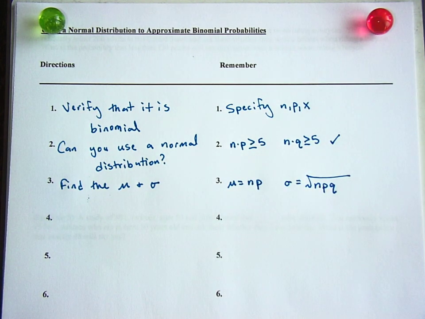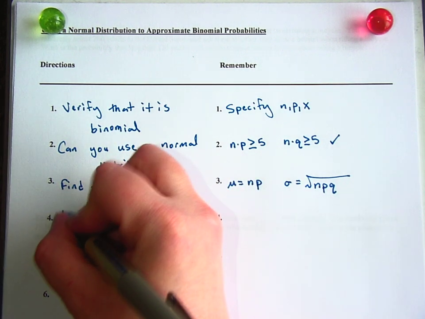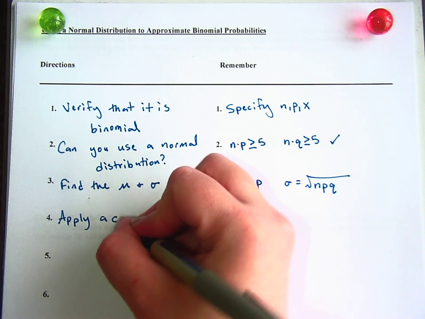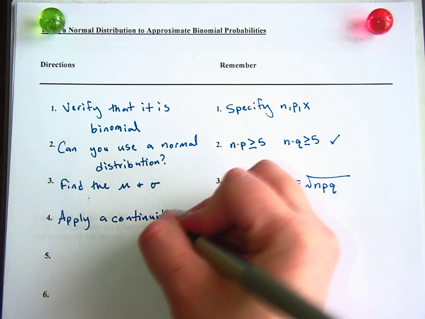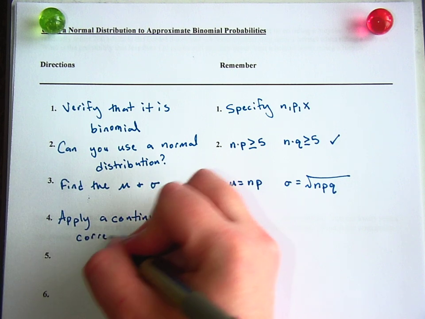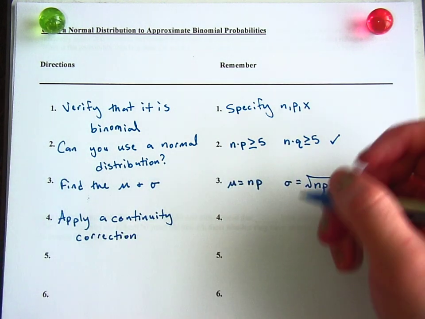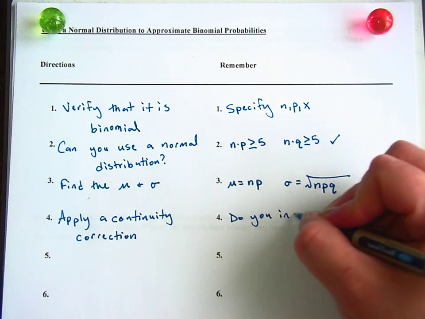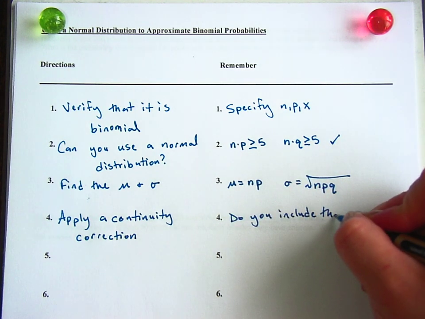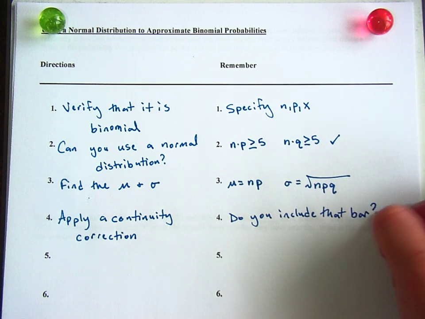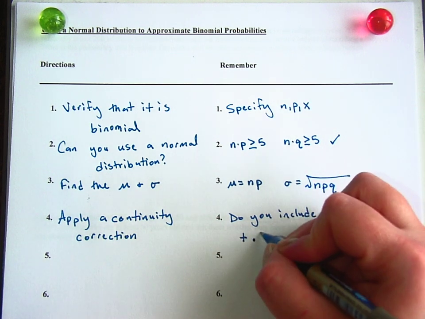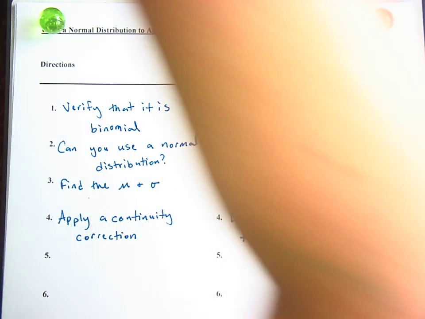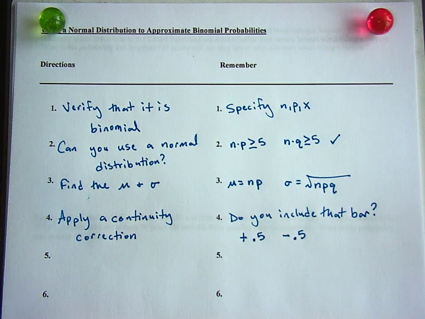Number 4, you apply a continuity correction. The thing to remember there is, do you include that bar in the bar graph, just like we were just trying, and you're either going to add 0.5 or you're going to minus 0.5, depending on that. And that always happens. So in these problems, you will always be adding or subtracting that 0.5.